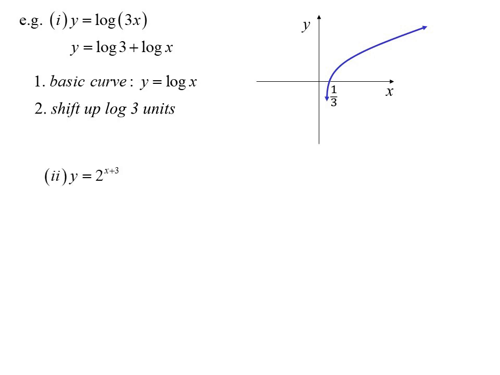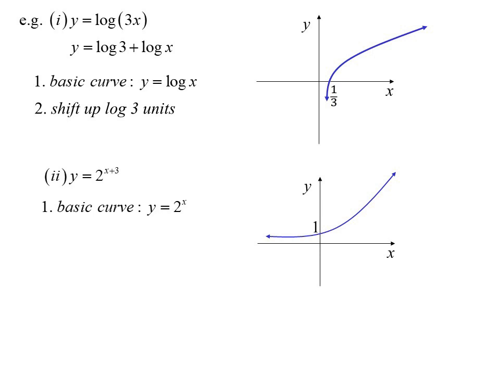What about y equals 2 to the power of x plus 3 then? Well, it's our basic exponential curve. This time the shift is grouped with the x. So we'd have a horizontal shift. And this one's shifting left 3 units. So slide that across, that would be 2 to the power of x plus 3.